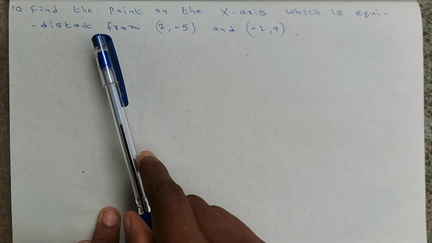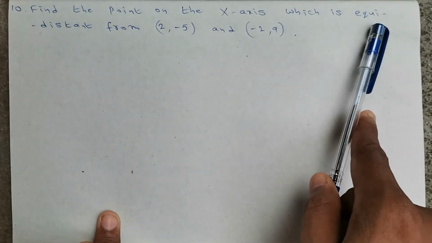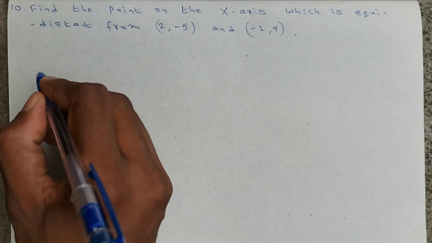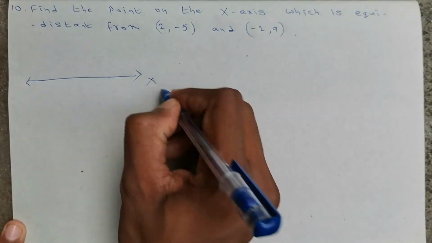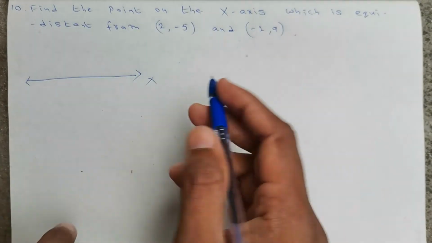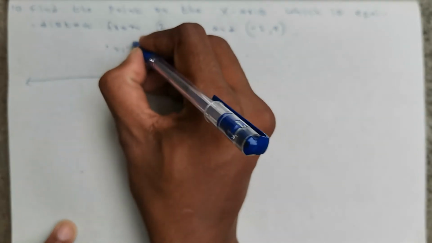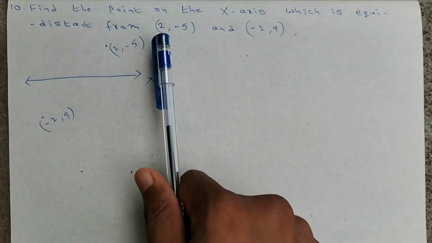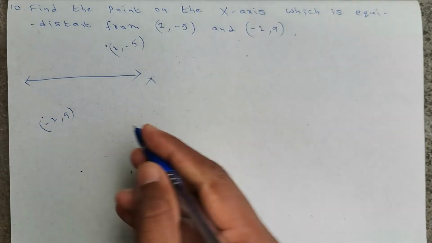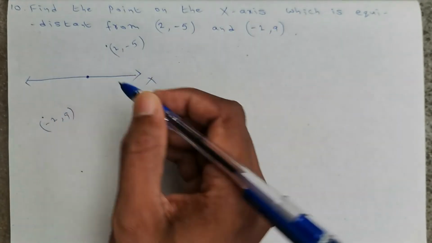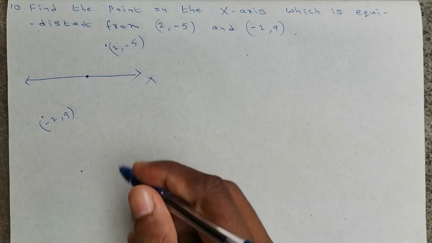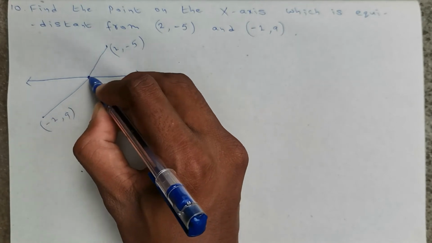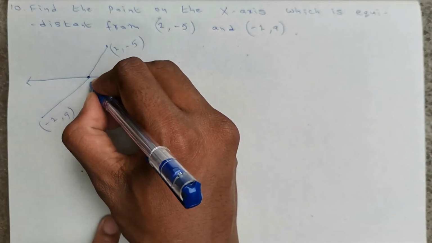Then question number 10. Find the point on the x-axis which is equidistant from 2 comma minus 5 and minus 2 comma 9. So if you observe here, somewhere here we have the x-axis and 2 points are there. For example, one point is here, 2 comma minus 5, and the second point somewhere here, minus 2 comma 9. Now find a point on the x-axis. Somewhere on the x-axis one more point is there which is equidistant. Here to here, how much distance is there? The same distance will be there from here to here also. So the point on the x-axis I am taking as P.